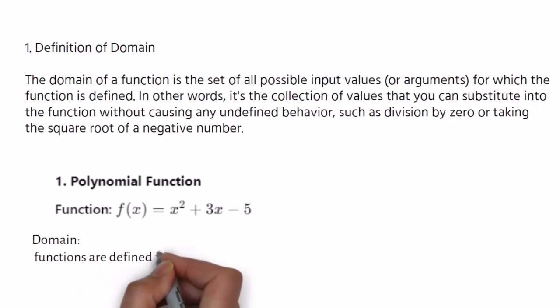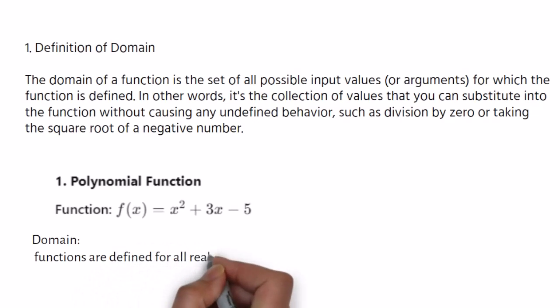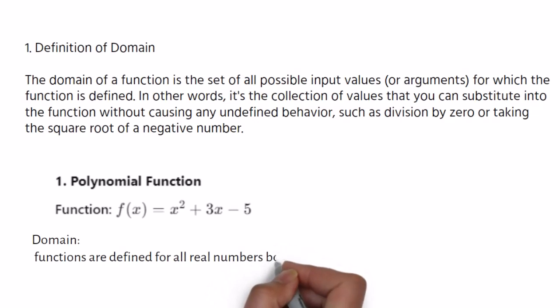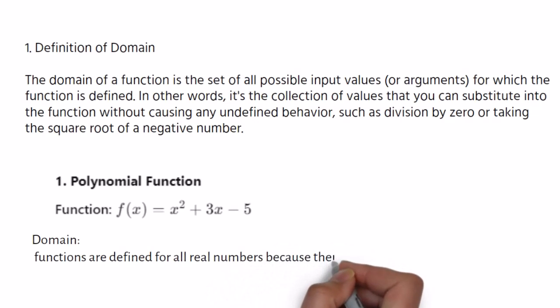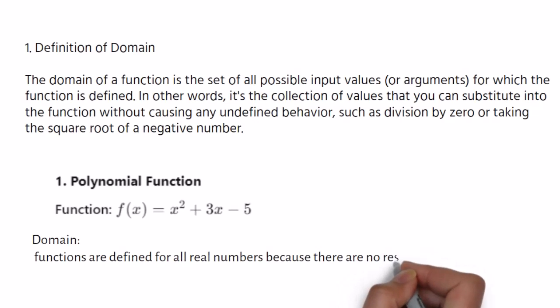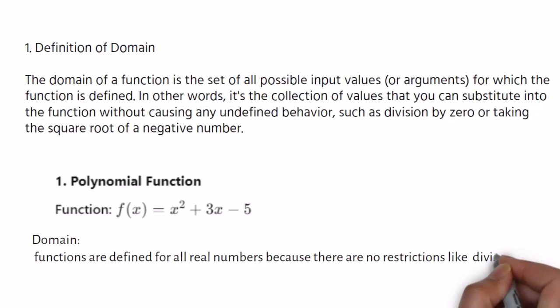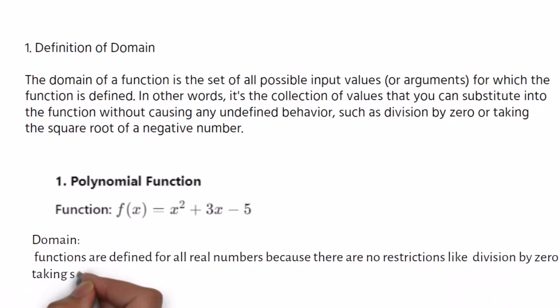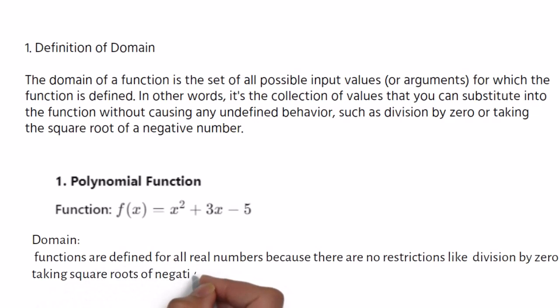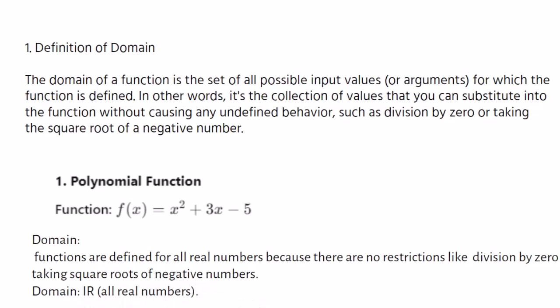So domain. These polynomial functions are defined for all real numbers. There is no restriction. As I have written here, these polynomial functions are defined for all real numbers because there are no restrictions in these functions. So what will be the domain? Since there is no restriction, I am writing the domain. This is all real numbers.